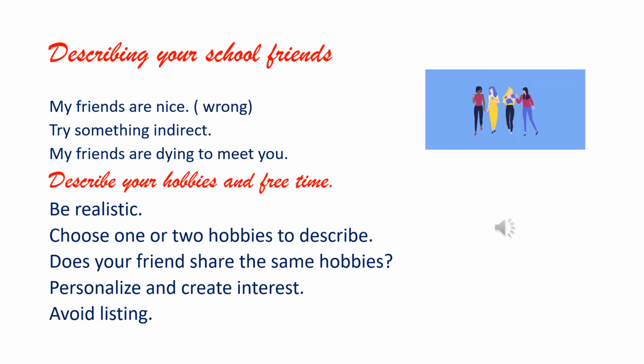When you describe your school friends, do not write my friends are nice. Try something indirect like my friends are dying to meet you. Also, you should describe your hobbies and free time, and when you describe them, be realistic. And you should choose 1 or 2 hobbies to describe and ask yourself, does your friend share the same hobbies? And personalize and create interest and try to avoid listing.